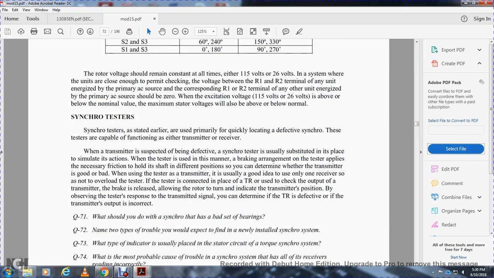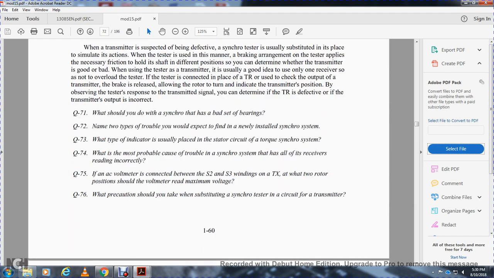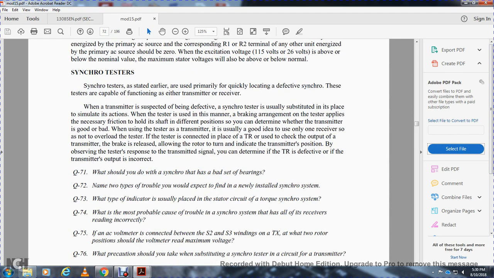Synchronizing tester. A synchronizing tester is a commonly used, prominently located testing device for defective synchros. These testers are capable of functioning as either transmitter or receiver. When the transmitter is suspected of being defective, the synchronizing tester is usually substituted in its place to simulate the action. The braking arrangement of the tester is applied with the necessary friction to hold the shaft in the differential position.